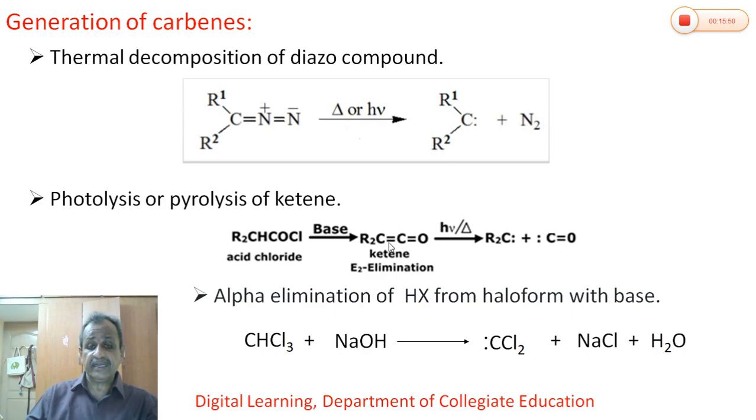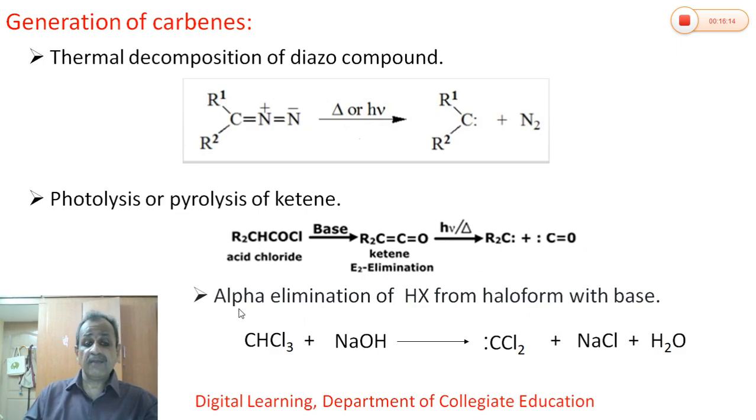Then when it is heated or exposed to sunlight, the bond between the carbons is broken homolytically. Both carbon atoms take two electrons each: there are two bonds, so one electron from each bond. So two electrons on this carbon, two electrons on this carbon. Carbon monoxide is generated and carbene is generated as an intermediate. So during the photolysis or pyrolysis of ketene, carbene is generated as an intermediate.